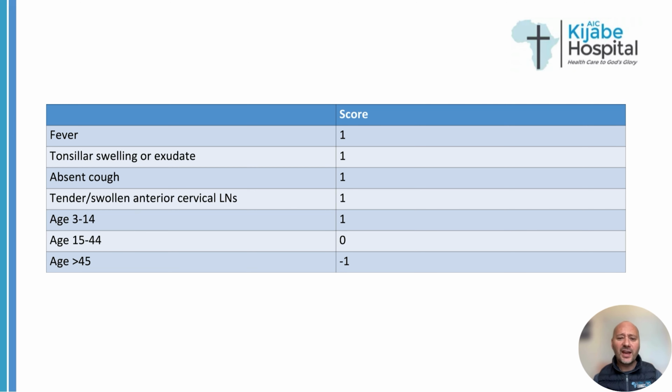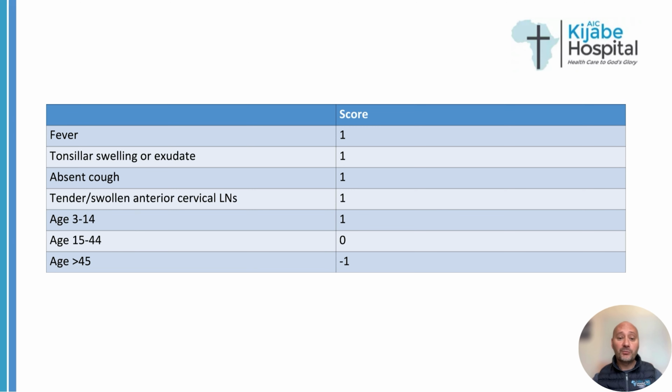And then depending on their age, they can also pick up points or lose points. This reflects the most common age groups to see bacterial infections in. So if they're between the ages of 3 and 14, they gain another point. If they're between 15 and 44, there's no points. And actually over the age of 45, where bacterial infections are less common, they lose a point.